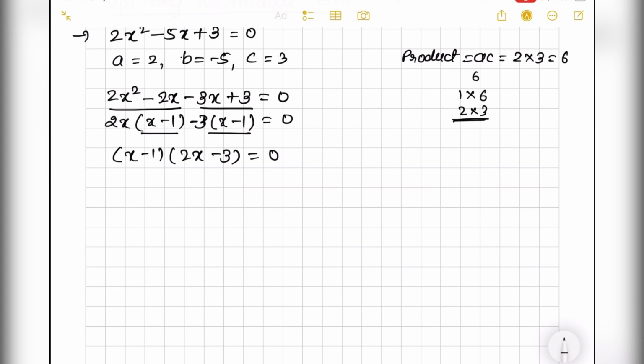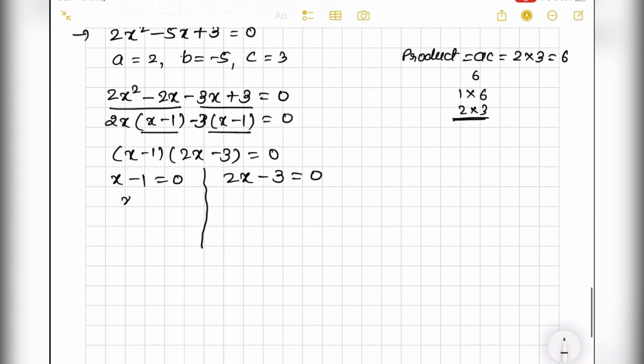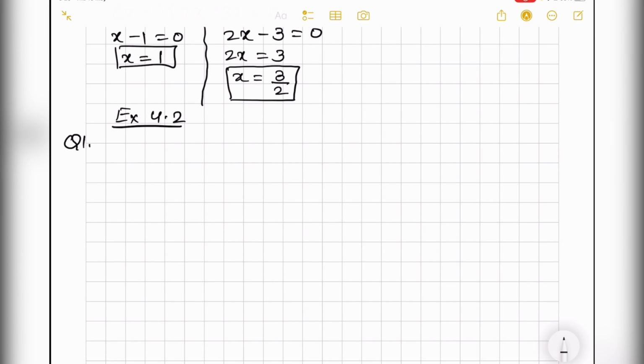So now there are two possible answers. One is x minus 1 can be 0, the other is 2x minus 3 can be 0, or both can be 0. So if x minus 1 is 0, x will be equal to 1. If 2x minus 3 equal to 0, so 2x equal to 3, taking 3 on that side. Now taking 2 on that side, I will get x equal to 3 by 2, because on the left hand side it is in multiplication. The first question says find the roots of the following equation by factorization.